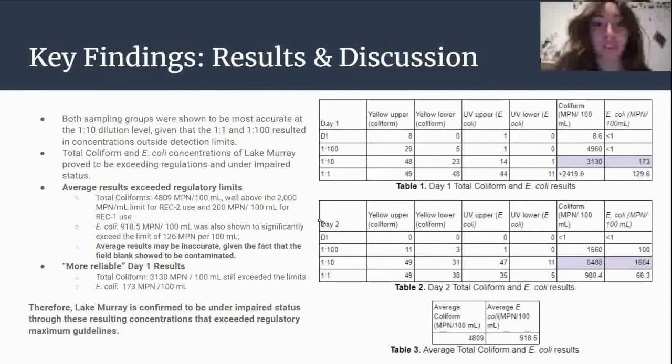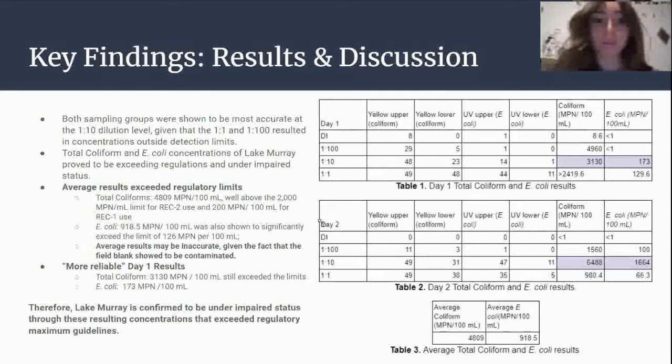The average results were shown to exceed regulatory limits, with an average total coliform concentration of 4,809 MPN per 100 milliliters and average E. coli concentrations of 918.5 MPN per 100 milliliters. However, these average results may be inaccurate given the fact that the field blank from day 2 was shown to be contaminated.